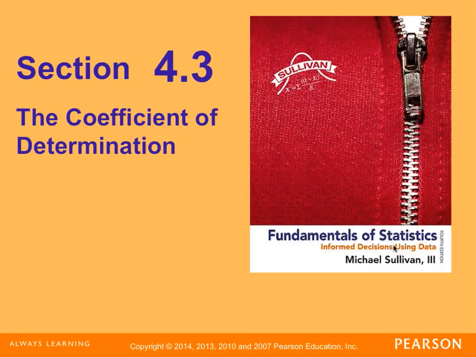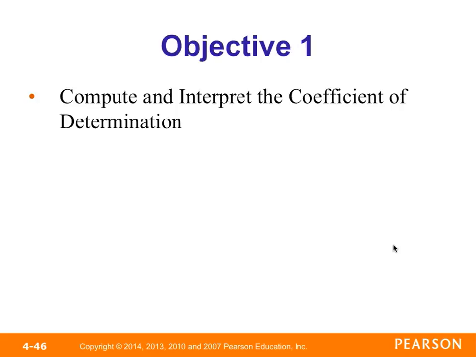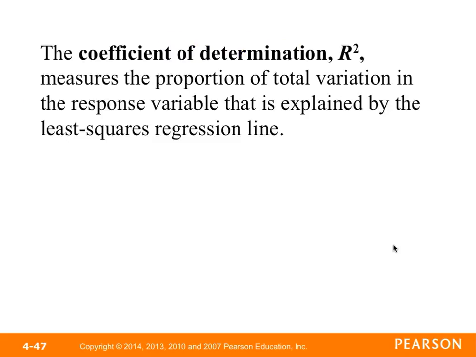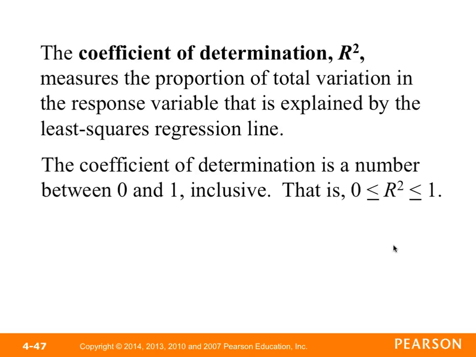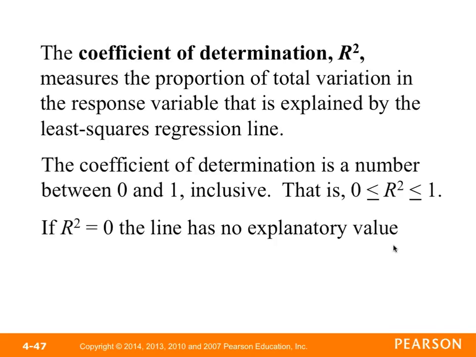Okay, now section 4.3 is about the coefficient of determination. So if you want to compute and interpret the coefficient of determination, that's your R squared value. And what it does is it measures the proportion of the total variation in the response variable that is explained by the least squares regression line. Now, it always has to be a value between 0 and 1. It can be 0, it can be 1.